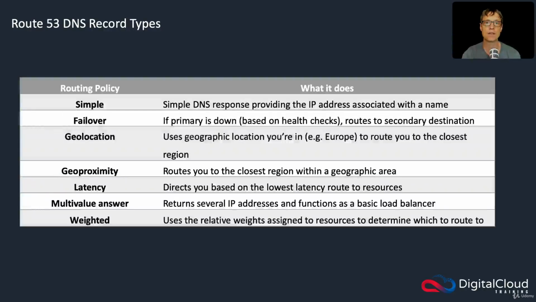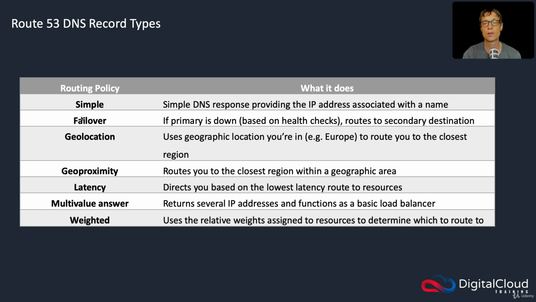But Route 53 is a bit more clever than that. It has several different types of records or routing policies that you can create. So you create a record and then you assign a routing policy to it. What we were looking at there was simple. It will just simply respond with an IP address associated with the name. And if there are multiple IP addresses associated with that name, it will just provide the records in a round robin fashion. You can also have failover.